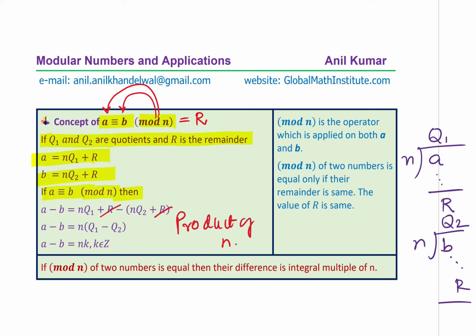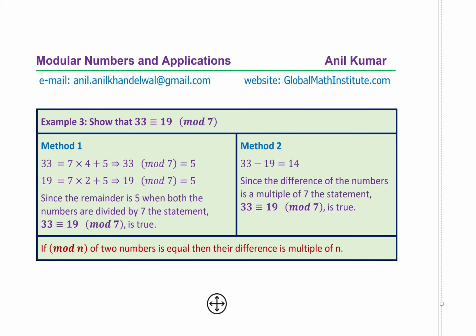So we have learned two things by now. The first thing is that mod N is the operator which is applied on both A and B. In this particular case, mod N of two numbers is equal only if their remainder is same, correct? So let it be value R in this particular example. And the third thing which we remember here is that if mod N of two numbers is equal, then the difference is integer multiple of N. Clear? Let's take an example to understand.